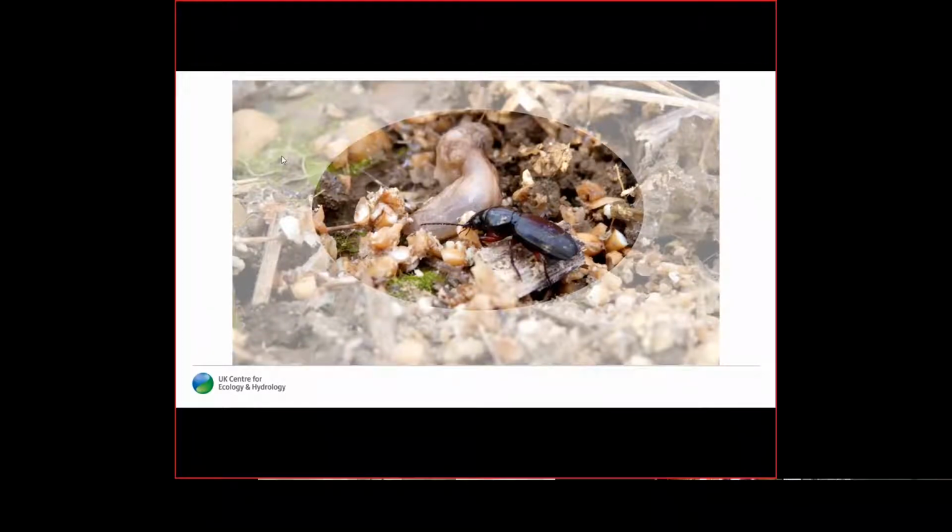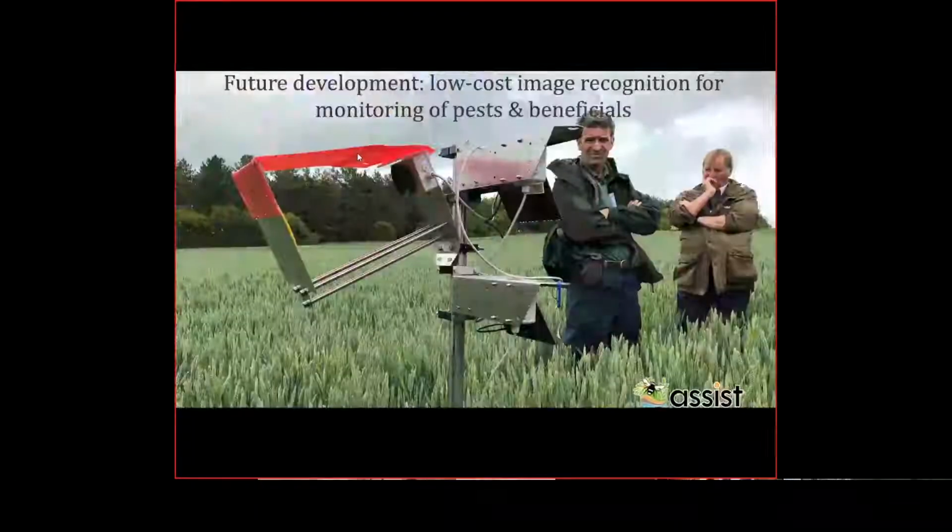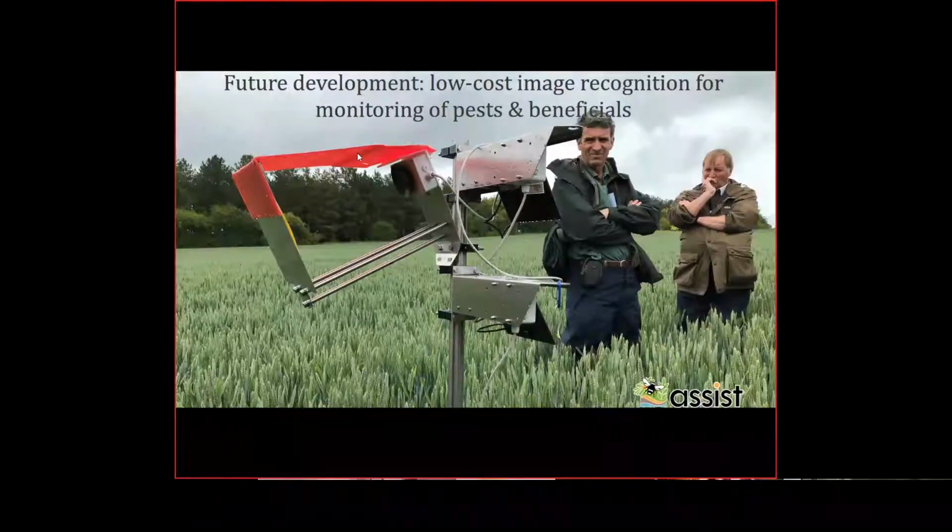And the final thing I was going to say, I mentioned a challenge of lack of information on the abundance and diversity of beneficials and pests in the field, and that is a problem for IPM, because farmers tend to spray as an insurance policy, and if we have better information, they may not spray as often if they knew that there were plenty of beneficials or there weren't that many pests in the field.